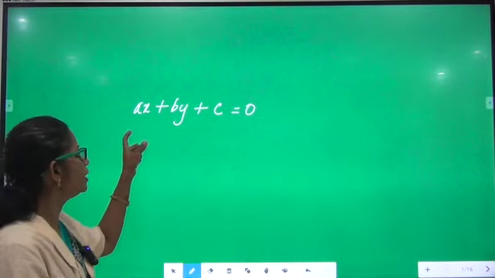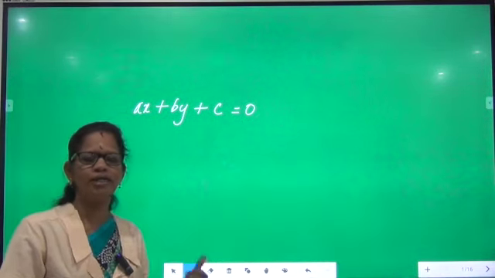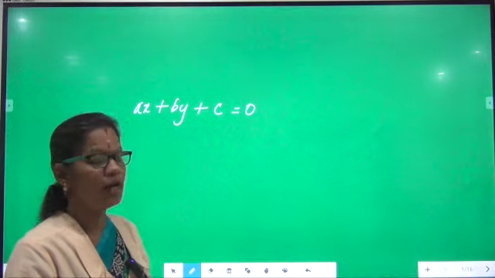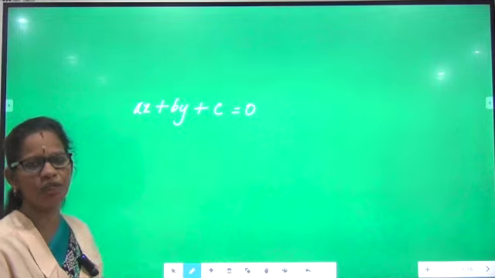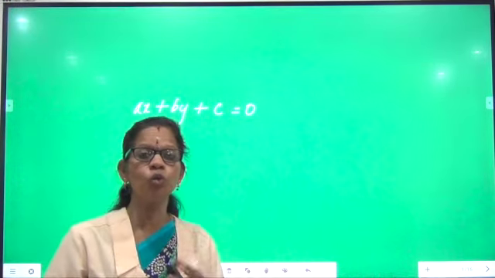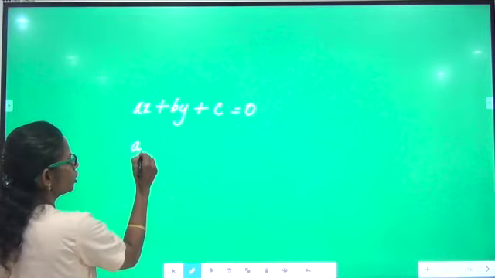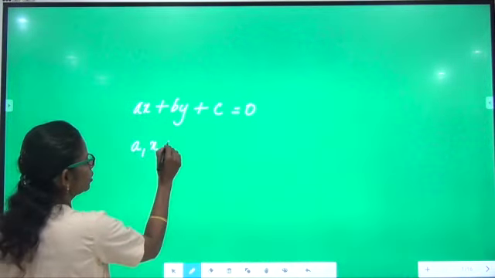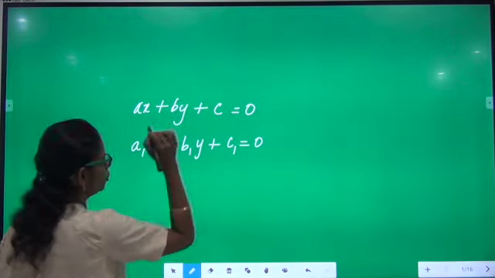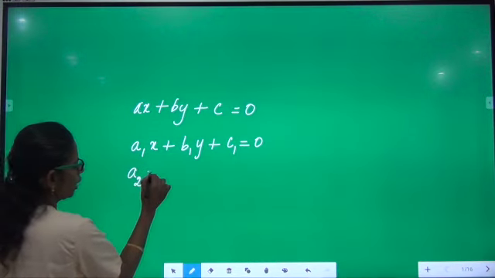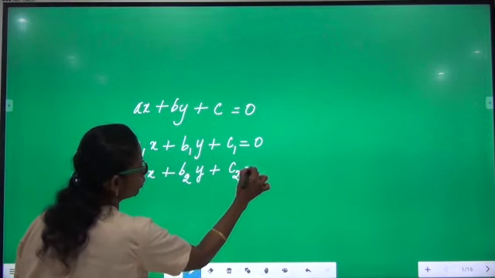It is a linear equation in two variables, or you can say it is the equation of a straight line. Now the next level you learned: pair of linear equations. Pair of linear equations means two equations you are going to take and discuss. First equation, a1x plus b1y plus c1 equal to 0. Next, a2x plus b2y plus c2 equal to 0.